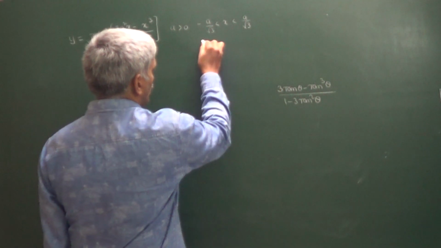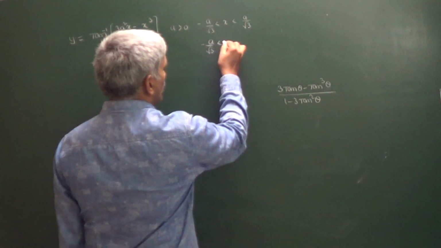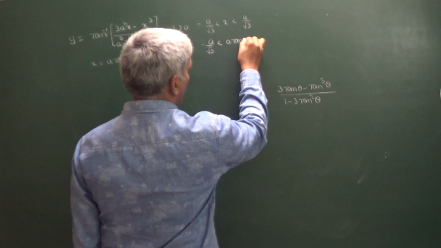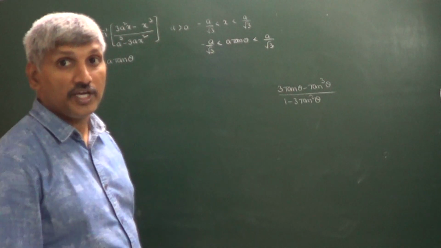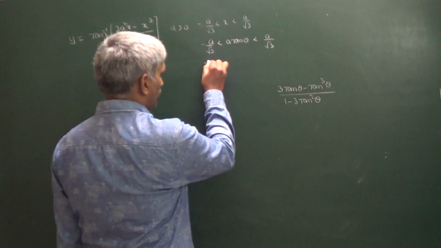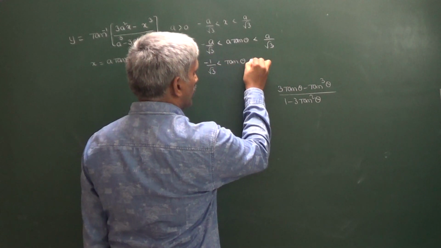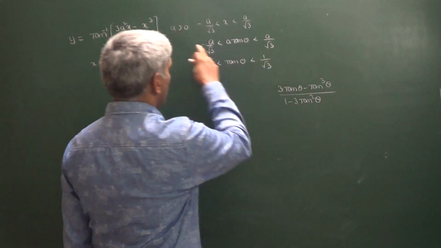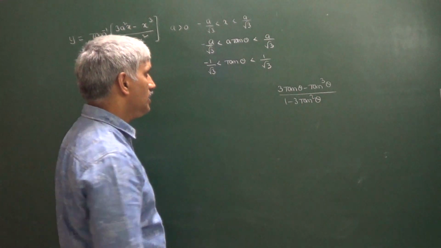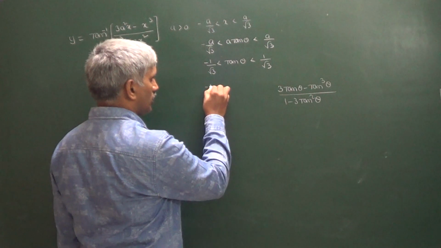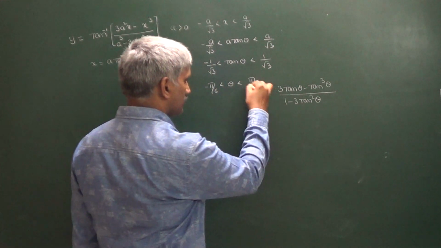Okay, if you take x is equal to a tan theta, what happens? Minus a by root 3 is less than a tan theta is less than a by root 3. Throughout the inequality we can cancel a. Yes, we can write minus 1 by root 3 is less than tan theta is less than 1 by root 3, because in the question it is given a greater than 0, a positive. That's why throughout the inequality the positive term we can cancel without affecting the inequality. Now this is equal to minus pi by 6 is less than theta is less than pi by 6.